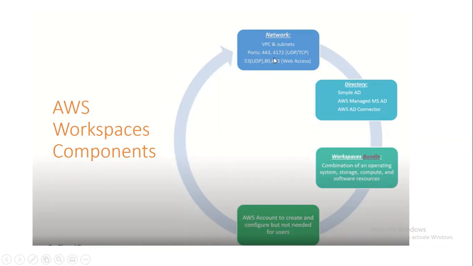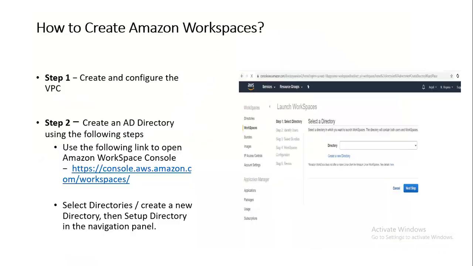Just like I mentioned, you need a VPC and also two subnets to ensure availability of the workspaces. You need a directory. It can be Simple AD, AWS Managed Microsoft AD, or an AWS AD Connector, depending on the size and the number of users. And you need to select a workspace bundle, just like you select the bundle while creating an Amazon EC2 instance. In a similar way, you select the kind of operating system, the storage, compute, and the software resources. Then you can review and launch the workspace.